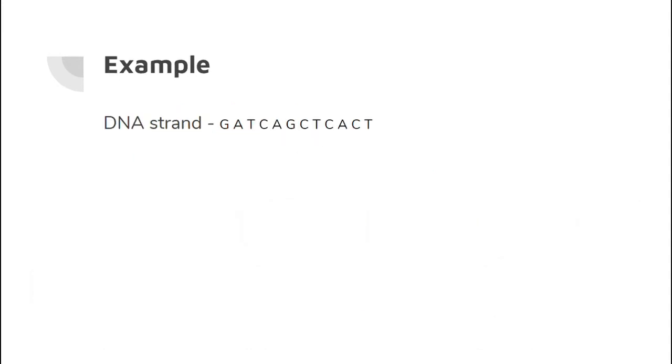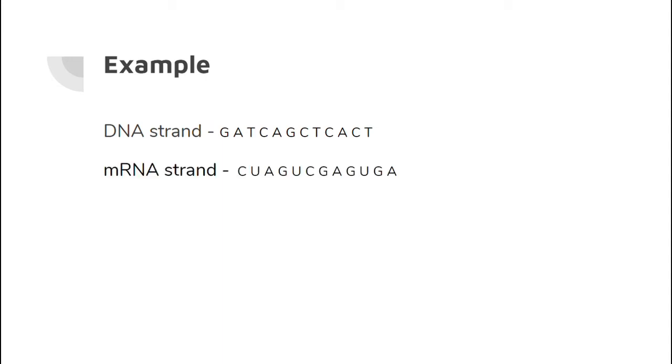So for example, this is the DNA strand we have here, and then the mRNA strand, we're just going to find the bases that are going to match with them. So we look at the beginning, we see guanine, and we know that cytosine pairs with guanine, so that's going to be the first one.